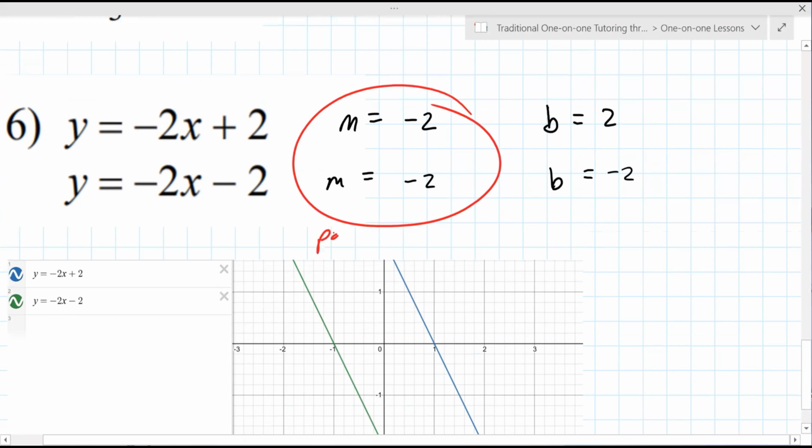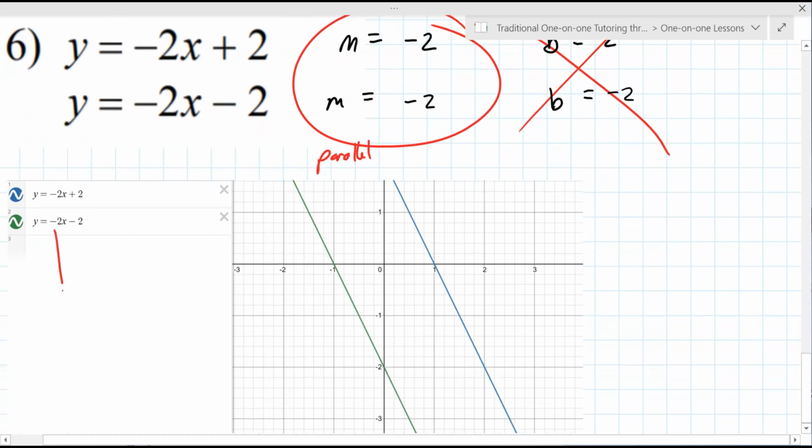This means parallel. Same b value, doesn't mean anything. If the slopes are the same, then they are parallel. There's a little bit more to that, like they have to have different b values, but let's go with that for now.